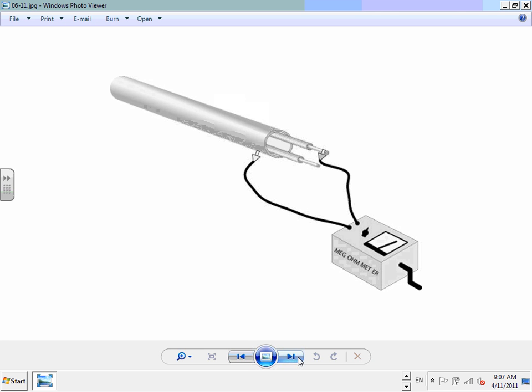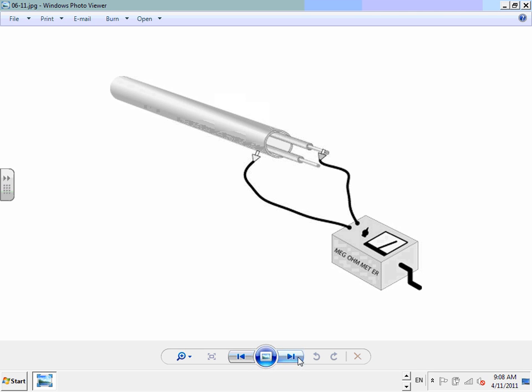Unless you do commissioning, Meggering like this, you would never be able to find it. Never be able to find it. That's basically the good stuff about commissioning. The major stuff that even contractors will do if they don't have a commissioning.